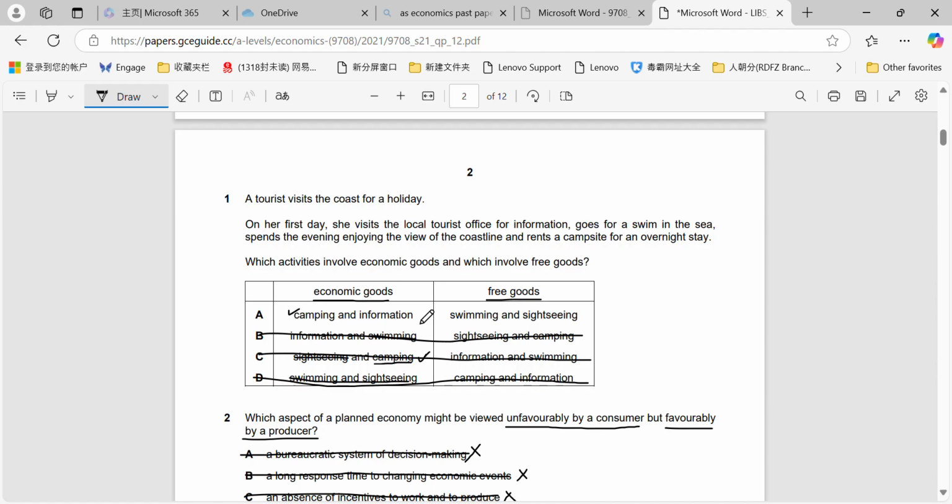We do need factors of production. Now, you might think that information is a free good, but we're told that she visits the local tourist office for information. That means that labour must be employed in that local tourist office in order to get the information. So technically that means that there is the deployment of factors of production for that particular information. Swimming and sightseeing, however, are free goods. There's no opportunity cost. They're not scarce. And therefore there's no factors of production that need to be deployed to enjoy them. Okay, and that's the end of this paper.